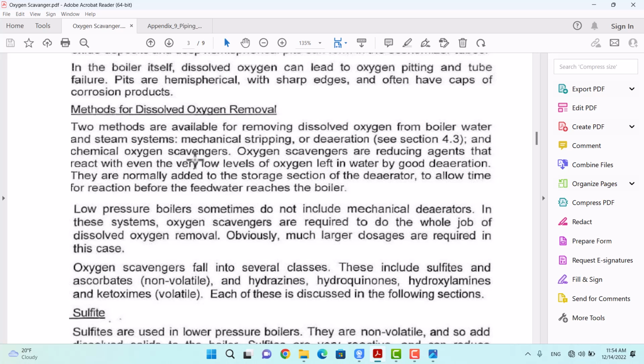So here, after passing the deaeration, we should add chemical oxygen scavenger. But where is the best point? Where is the best point for feeding the oxygen scavenger to the system? Here, there is a guidance. They are normally added in the storage section of the deaerator to allow time for reaction before the feed water reaches the boiler.